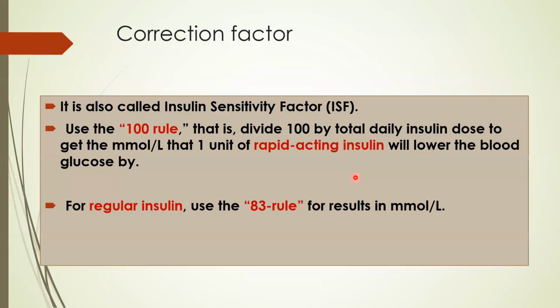Okay, so remember we go back to this slide. If you're using regular insulin, and remember Actrapid or Humulin R are regular insulin, then you use the 83 rule, meaning that you will take a constant of 83 divided by the total daily dose of insulin.